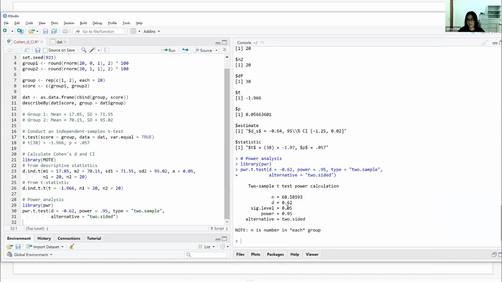Now here, based on the effect size of 0.62, a desired power level of 0.95, and a two-sided independent samples t-test, we need 69 subjects per group to achieve this level of power, given the effect size that we have. So this is using R for power analysis.